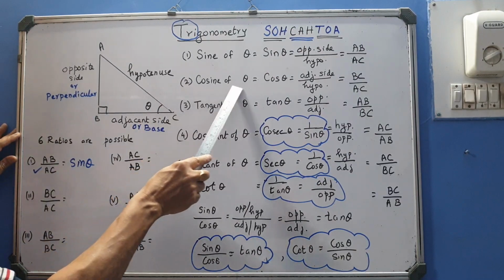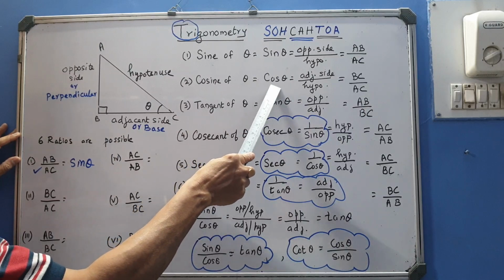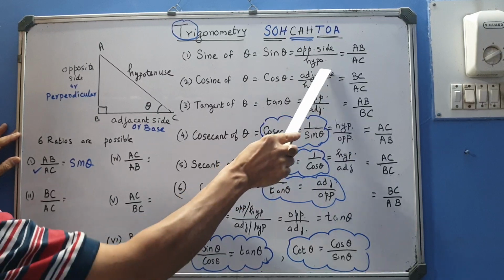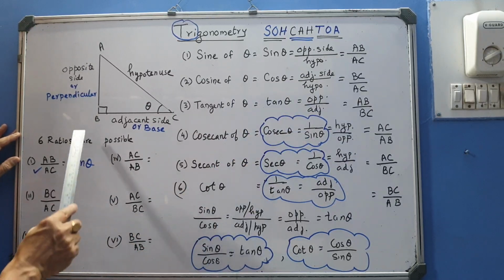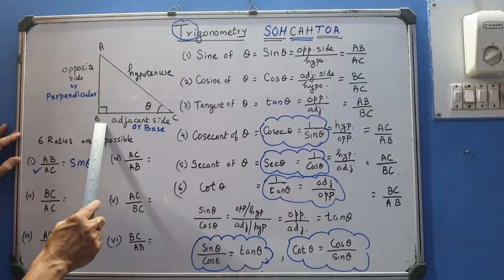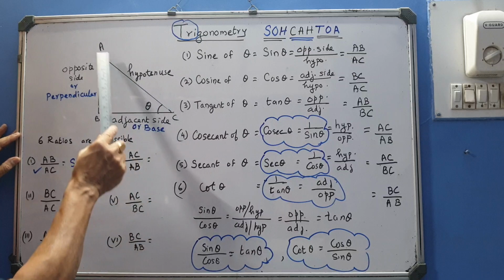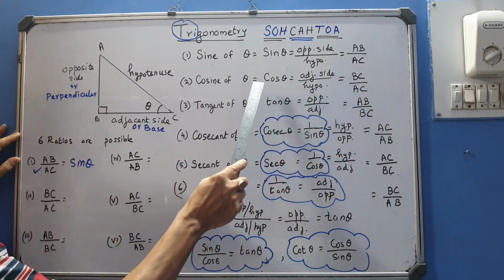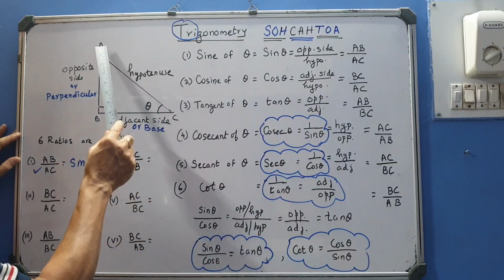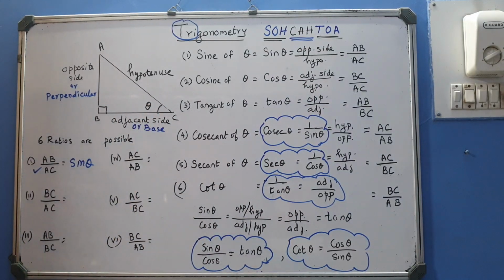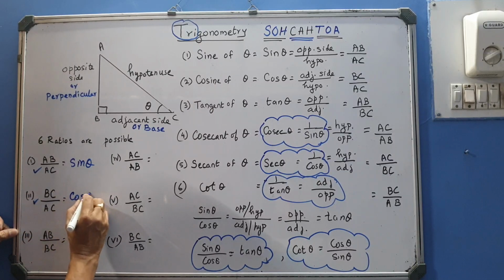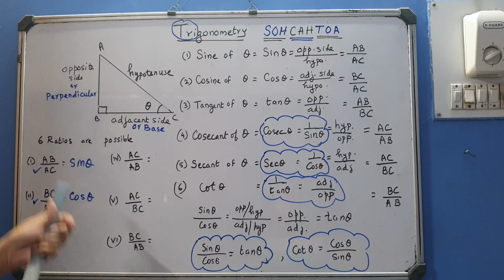Second ratio is cosine of theta. Short form is cos theta. Definition of cos theta is adjacent side by hypotenuse. Which is the adjacent side? BC. Which is the hypotenuse? AC. So cos theta is BC by AC. In this case, adjacent side BC, hypotenuse AC. So we get the name for the second ratio, BC by AC, which is cos theta.